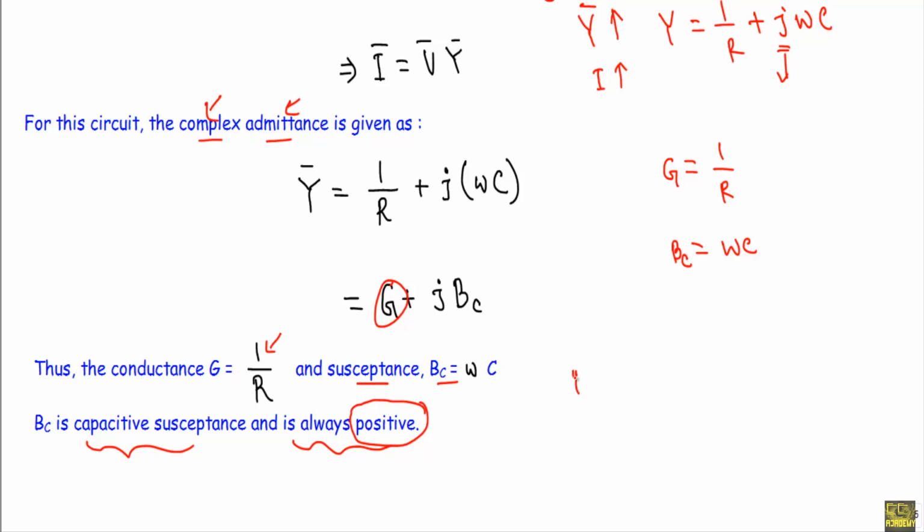When we calculate inductive susceptance, BL is equal to 1 over omega L, and capacitive susceptance BC is omega C.